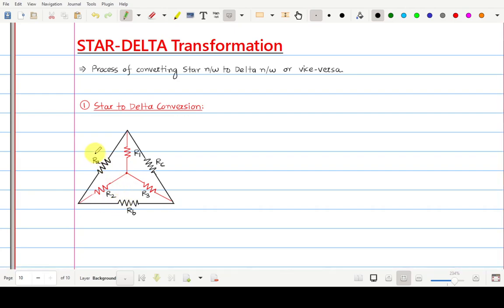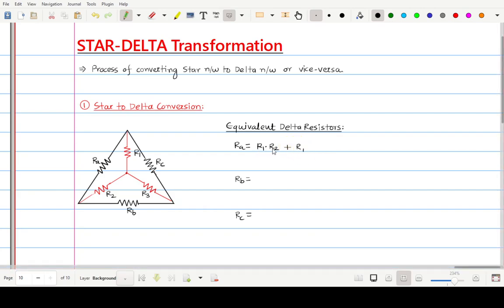Now we have to find out the values of RA, RB and RC. So now we are finding the values of equivalent delta resistors. What are your equivalent resistors? RA, RB and RC. Now remember this trick. Suppose we want to find out the value of RA, then what are the nearer resistances from star resistances? R1 and R2. So multiply them, R1 multiplied by R2. Now add them, so we will get R1 into R2 plus R1 plus R2.